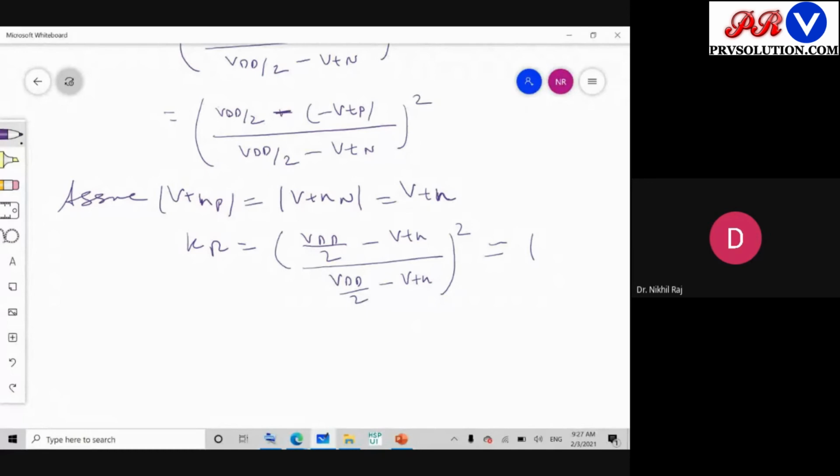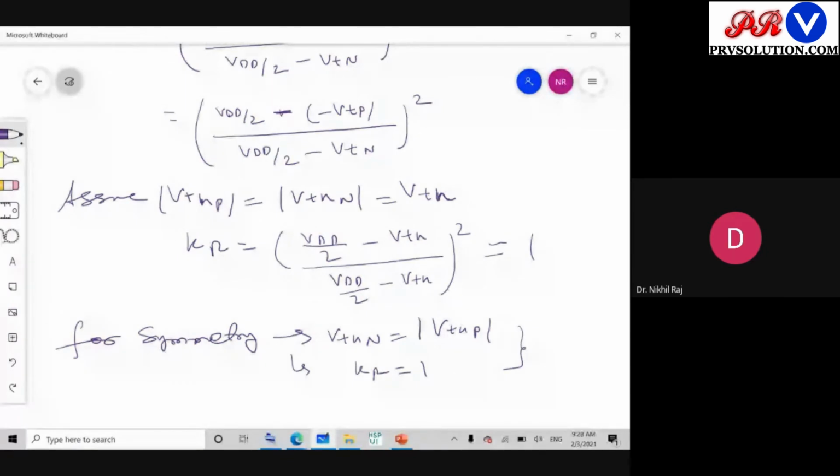Okay. So for symmetry, what are the two necessary conditions? Number one, the threshold voltage of NMOS should be equal to the threshold voltage of PMOS. If this is there, then we can easily make this CMOS inverter an ideal inverter. And second, we check that KR should be 1. Okay, so these are the two important conclusions that we have to make when we are going for the design of an ideal inverter case.